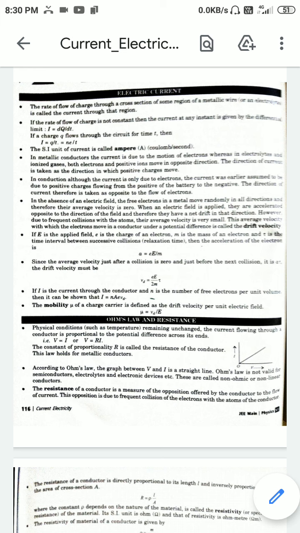If I is the current through the conductor and n is the number of free electrons per unit volume, then it can be shown that I = neA Vd. And the mobility mu of the charge carrier is defined as the drift velocity per unit electric field, mu = Vd/E.